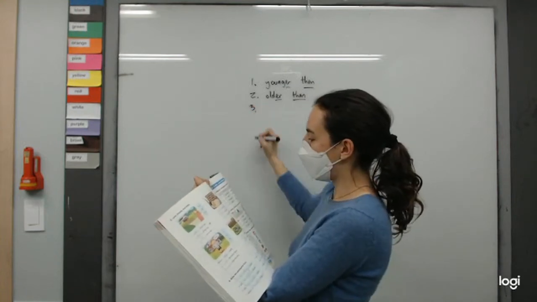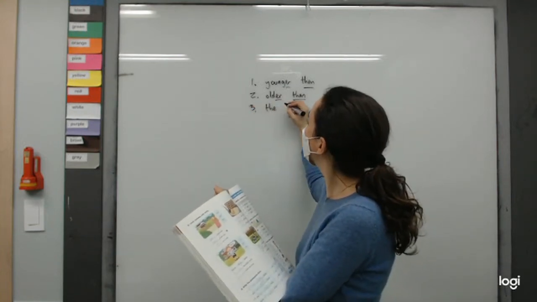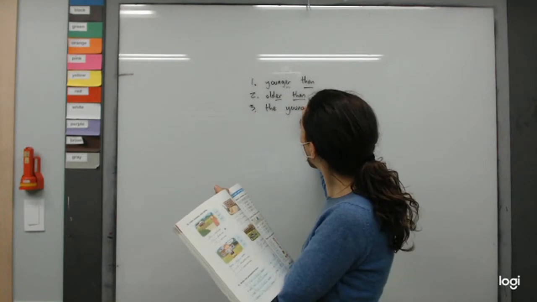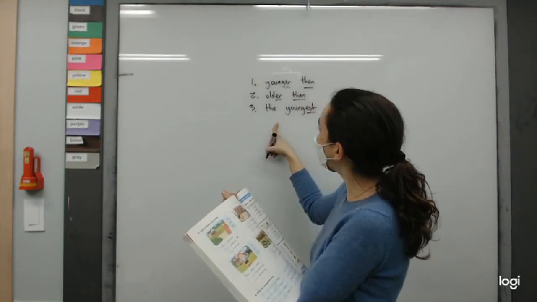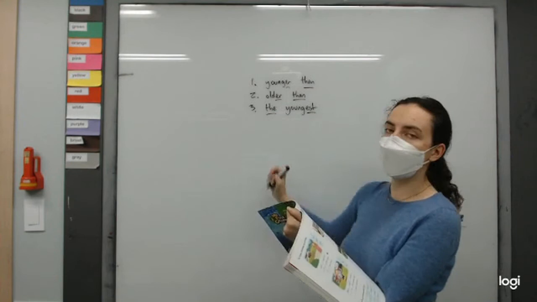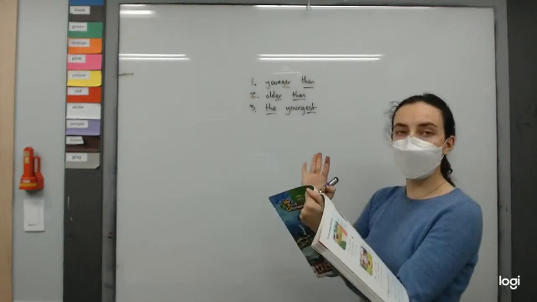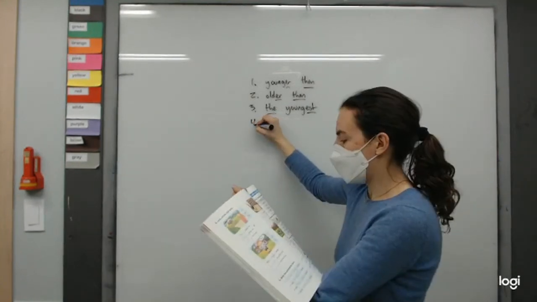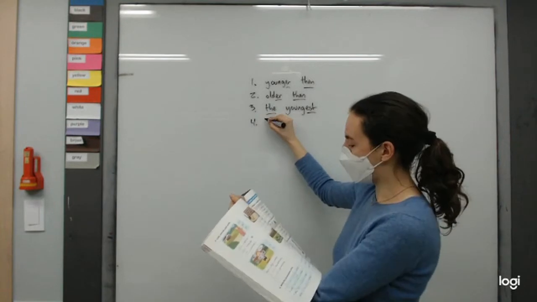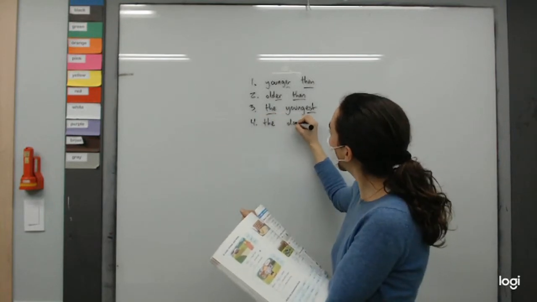Number 3, I am the youngest. We use -est and the because we have more than 2. 4 people in the family. Okay? And same thing, my grandpa is the oldest.